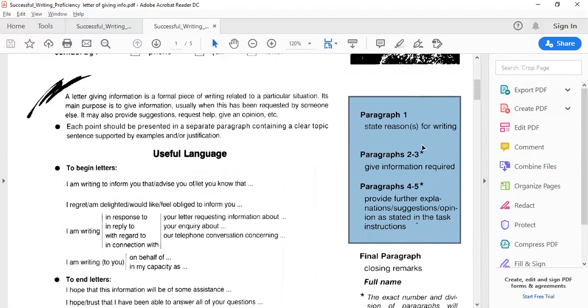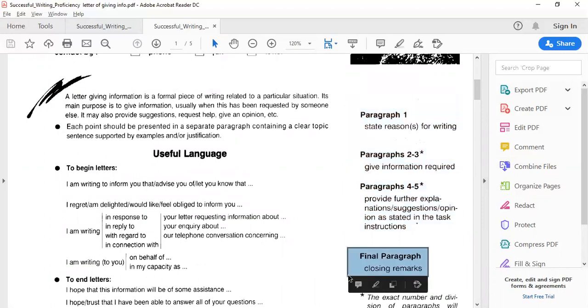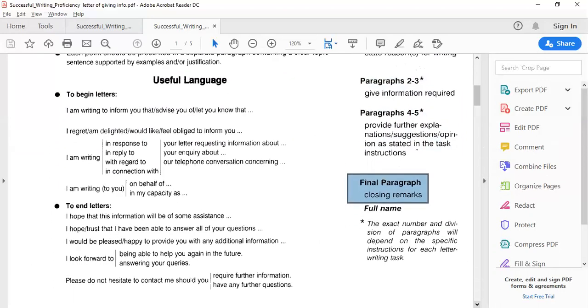So this is the typical structure of an informational letter, having almost five paragraphs. In the first paragraph you talk about the reason, in the second and third paragraphs you come up with the information, and then in the fourth and fifth paragraphs you move forward to suggestions and explanation, and in the final paragraph you close that particular writing. And this is what we do in informational letter writing.